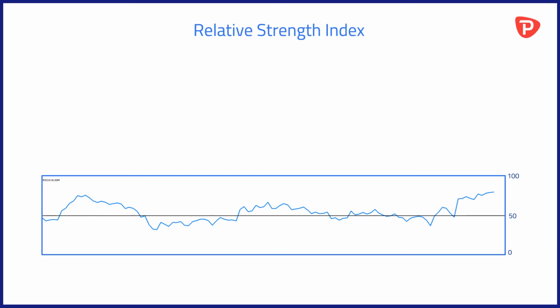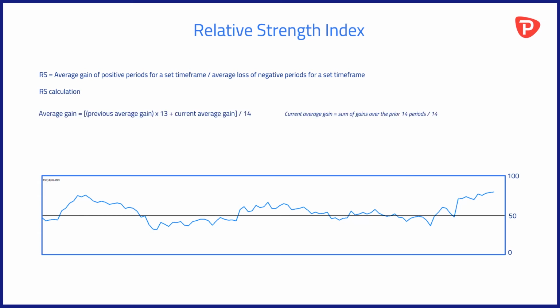The RSI indicator is made up of one line, the RSI level, which involves a two-step process to generate the value. The first step is to calculate the relative strength value. This is worked out by taking the average gain of positive periods for a set time frame and dividing it by the average loss of negative periods for a set time frame. Calculating the average gain is done by multiplying the previous average gain by 13 and adding that to the current average gain and dividing it by 14.